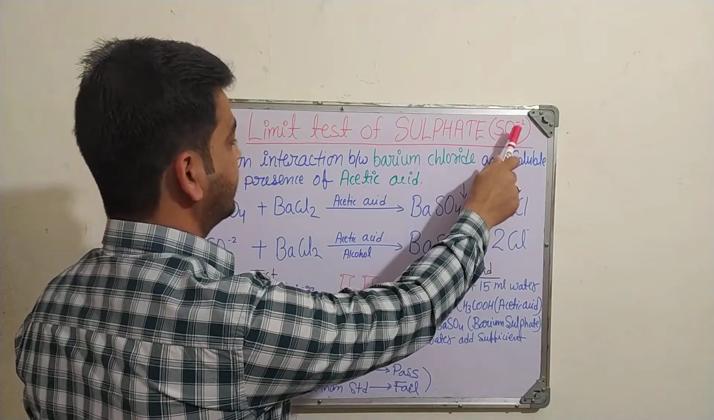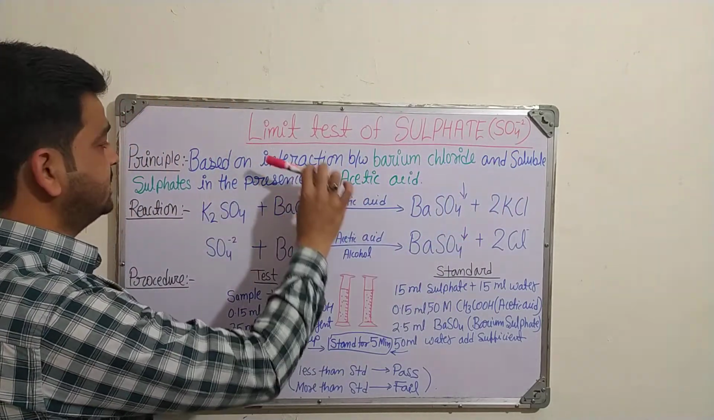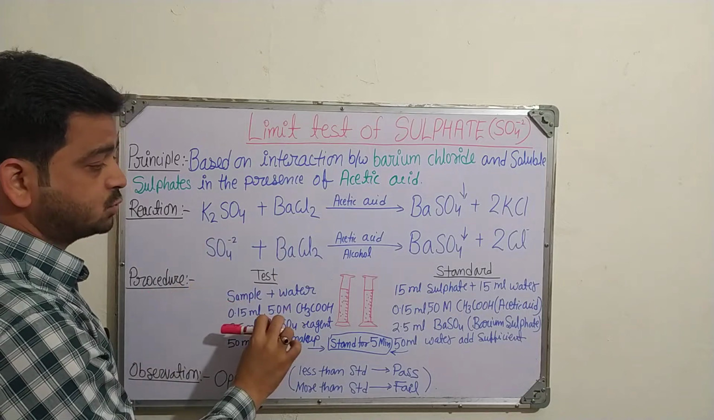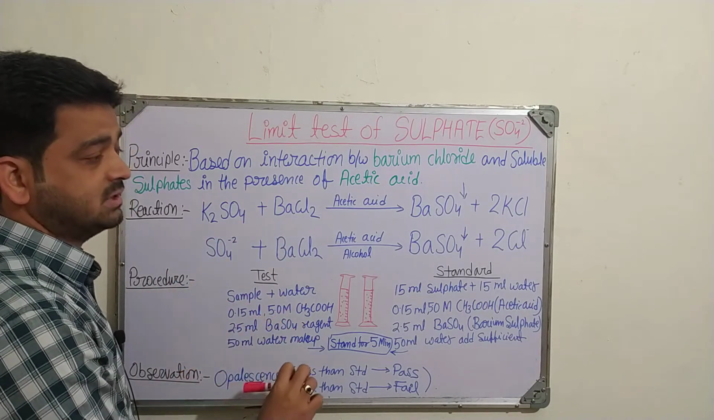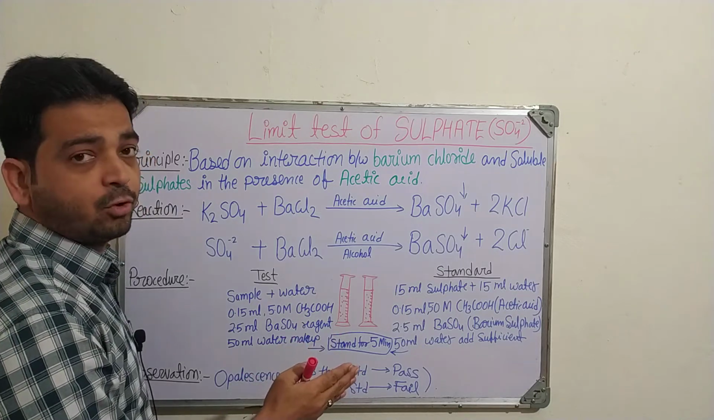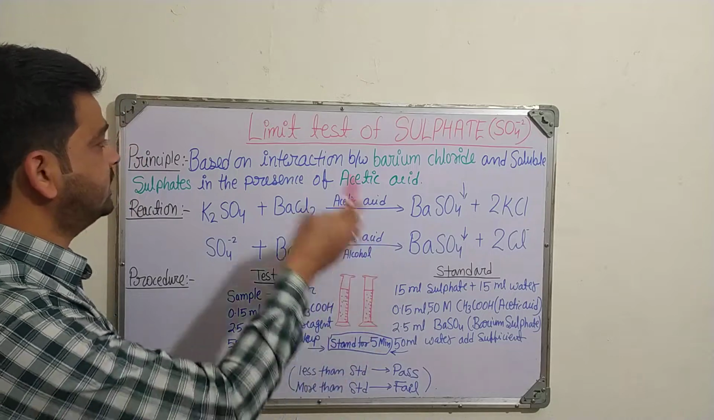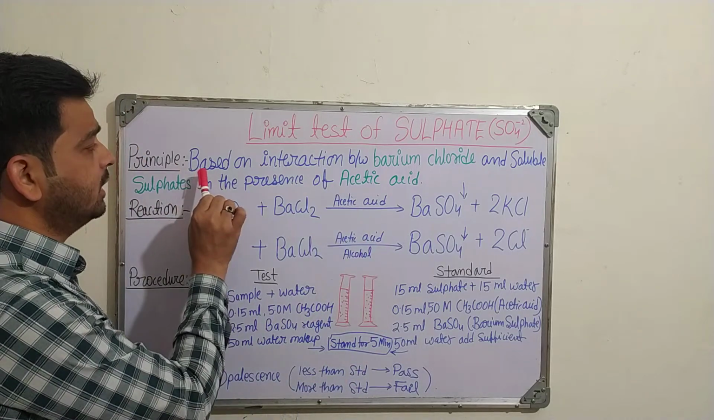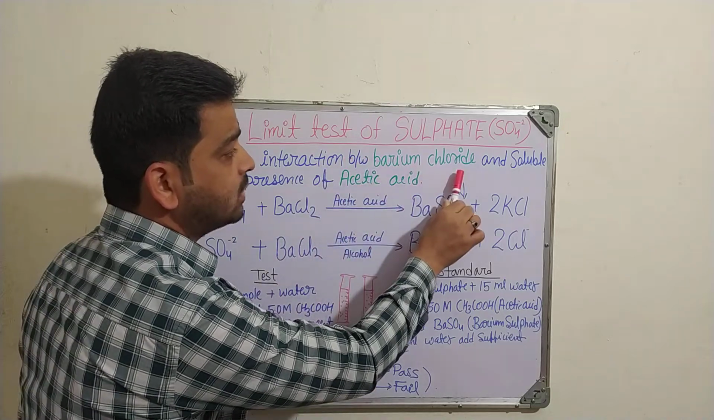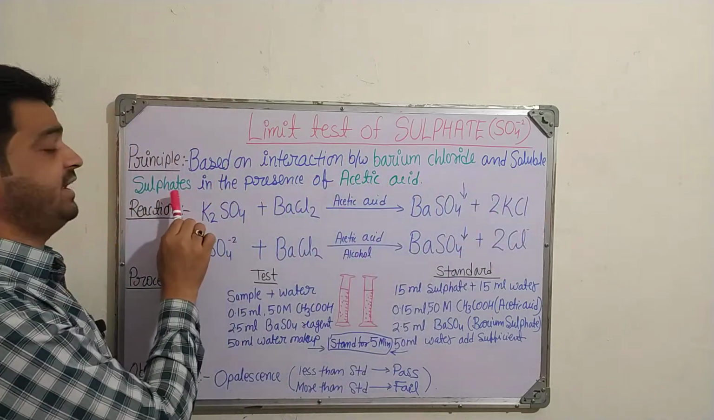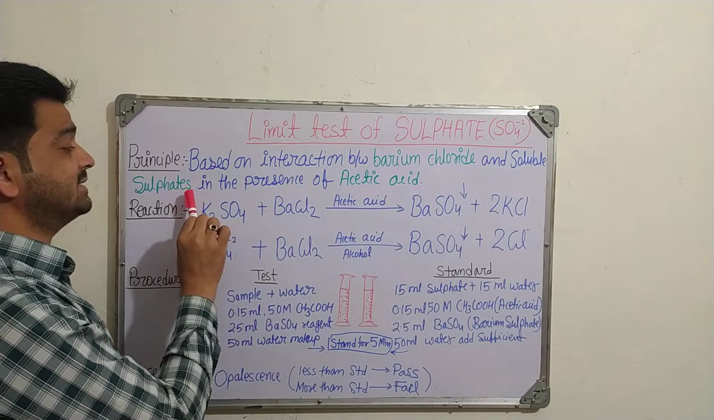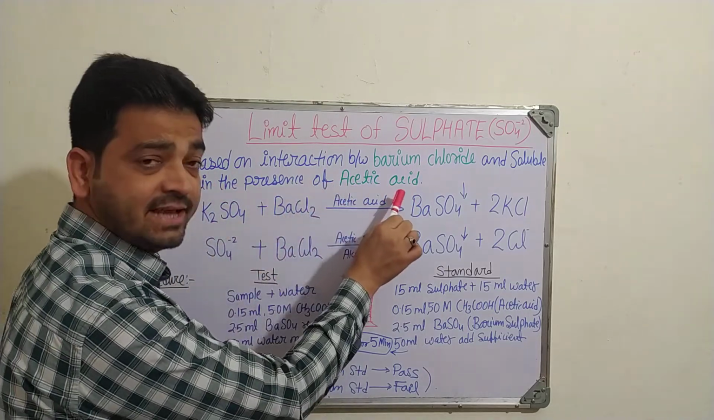Sulfate, SO4. What is the principle, what kind of reaction it is going to have, what procedure we are supposed to follow, what observation it is indicating, and what is the limit of the sulfate ion in your product or sample. So let's start. The principle is based on the interaction between barium chloride and soluble sulfates in the presence of acetic acid.